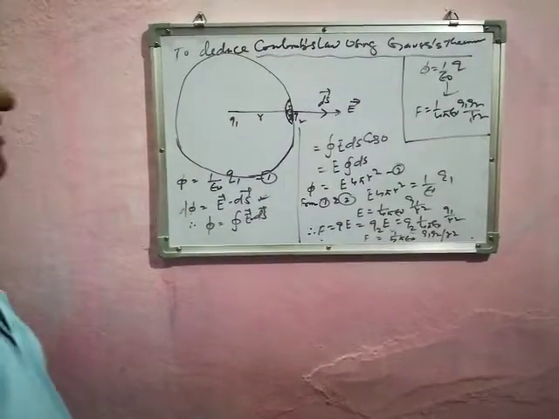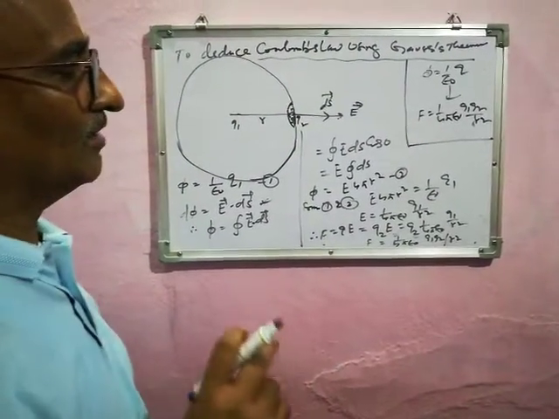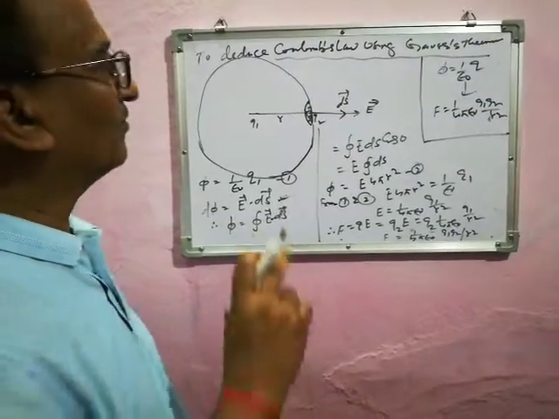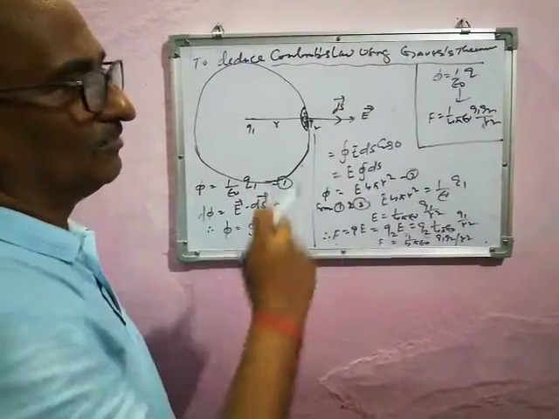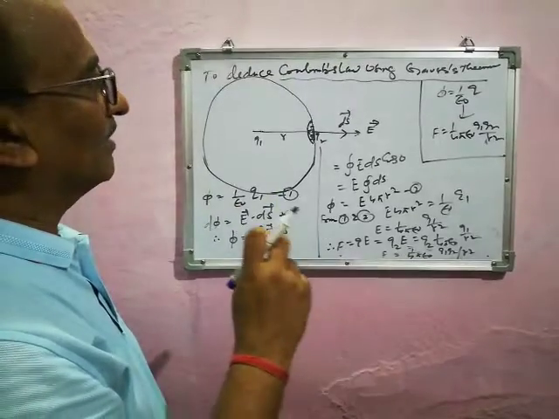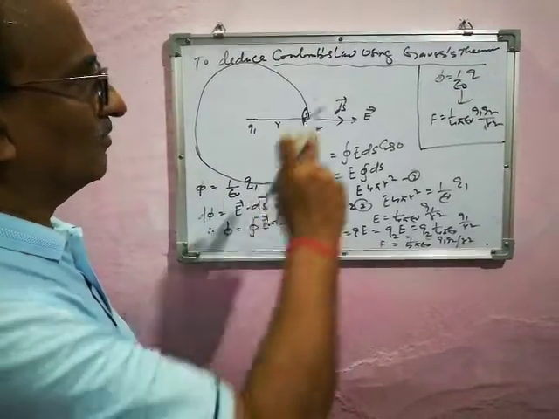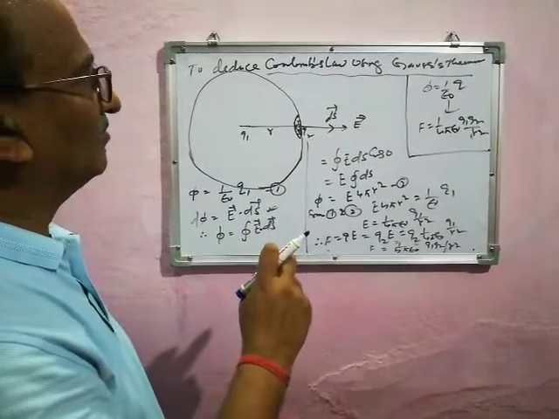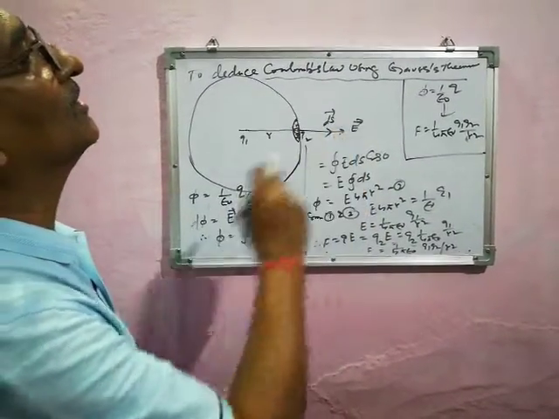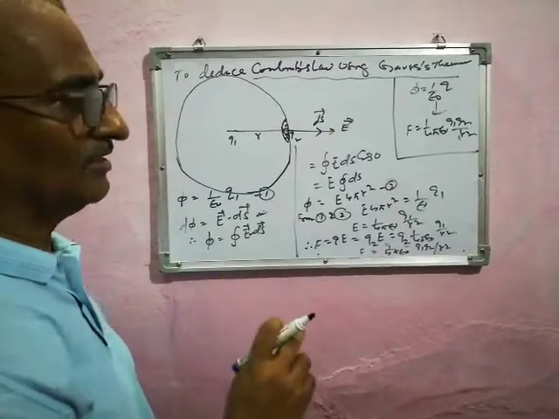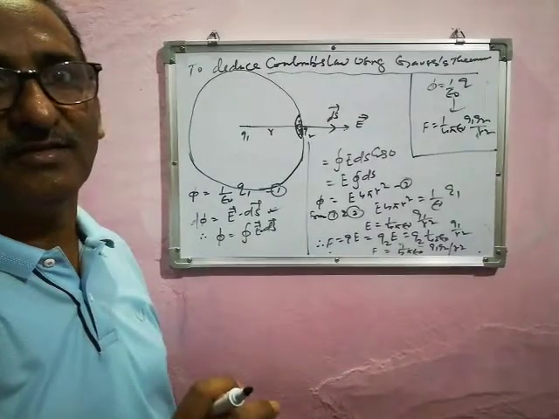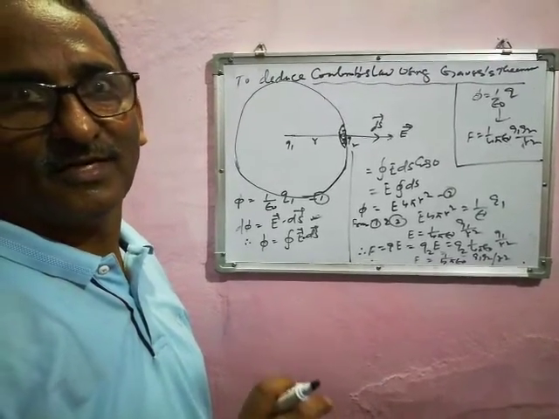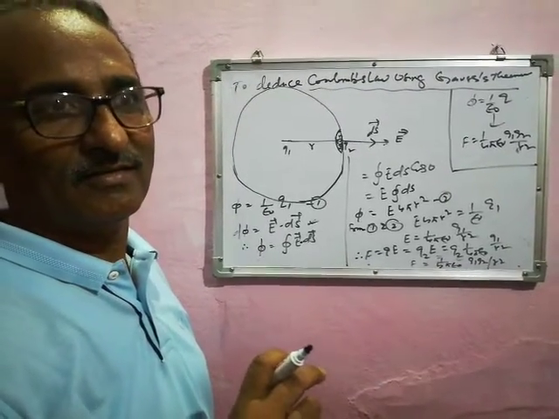So in this class we learned what is area vector, the advantages or uses of Gauss's theorem, then electric flux, the proof of Gauss's theorem, and thereafter how to deduce Coulomb's law using Gauss's theorem. In the next video we will learn applications of Gauss's theorem, that is to find the electric field in different cases.